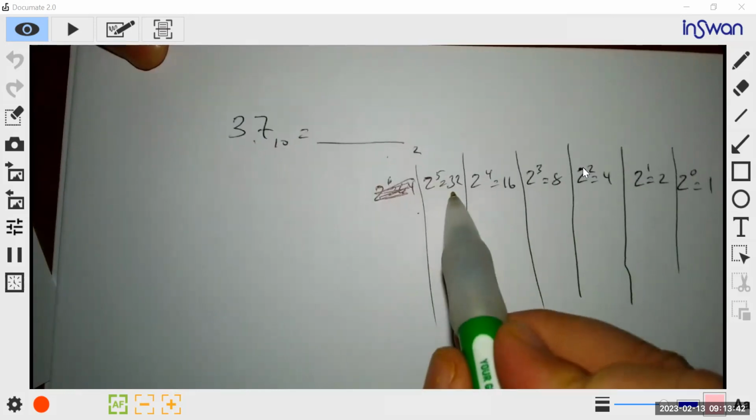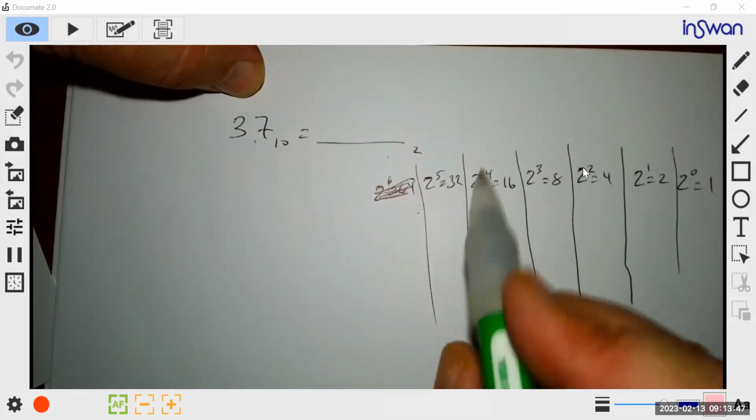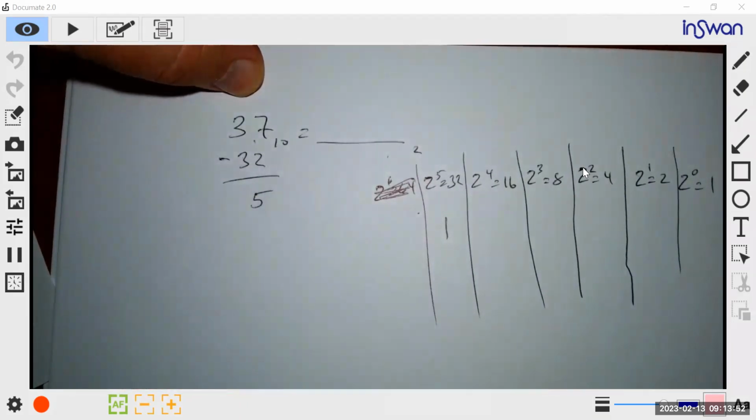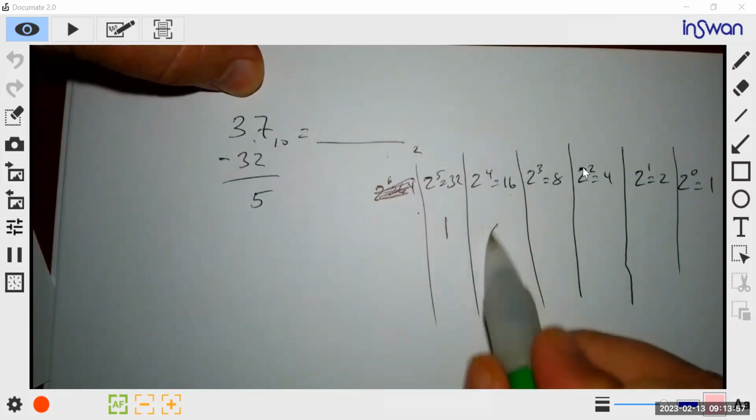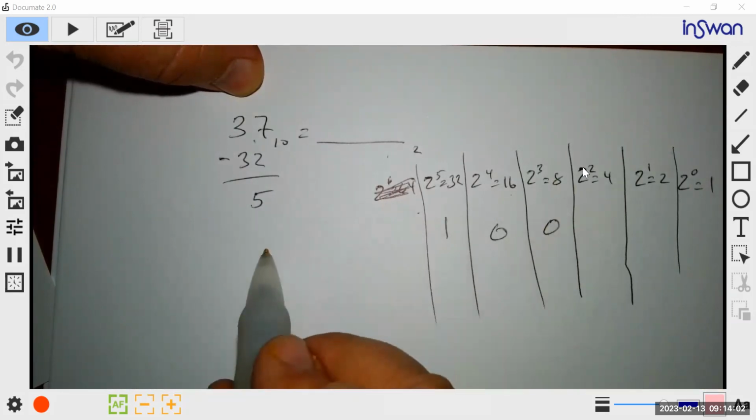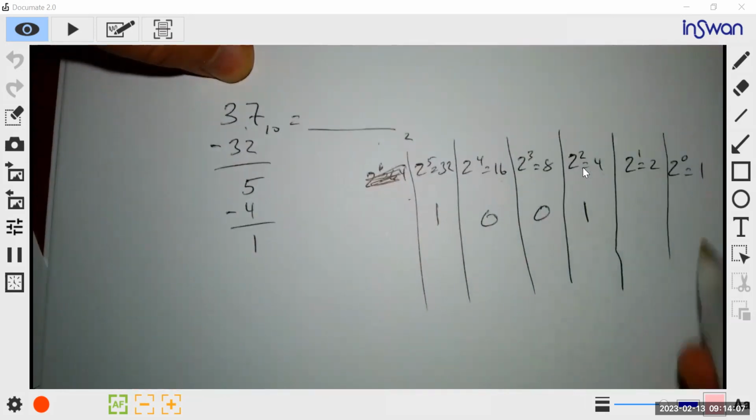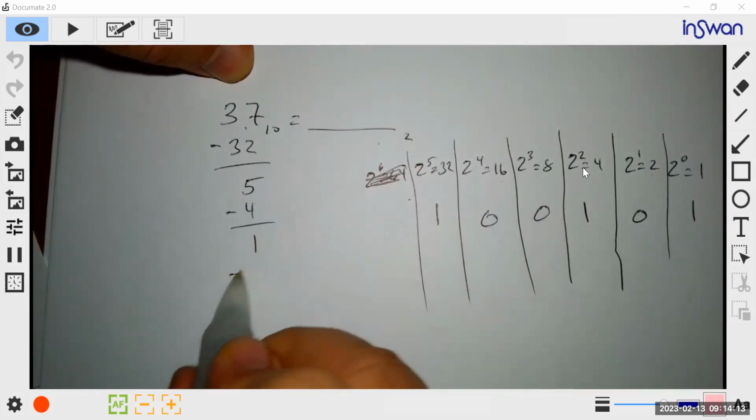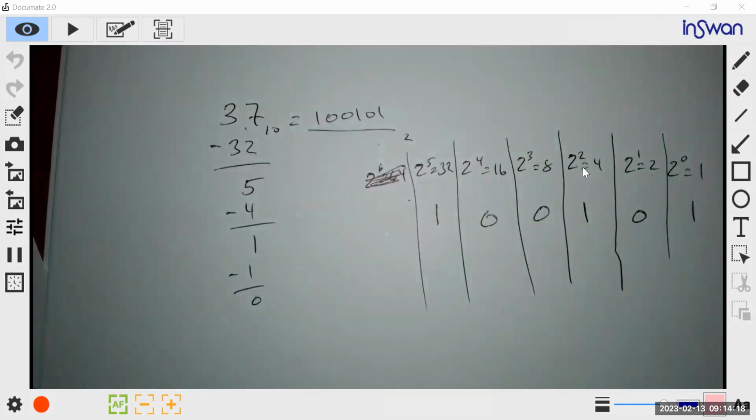So let's begin. Can we subtract 32 from 37? Yes. So subtract 32 gives us 5. Does 16 fit in 5? No. Does 8 fit in 5? No. Does 4 fit in 5? Yes. So I subtract 4. Does 2 go into 1? No. Does 1 go into 1? Yes. So our number is 100101.